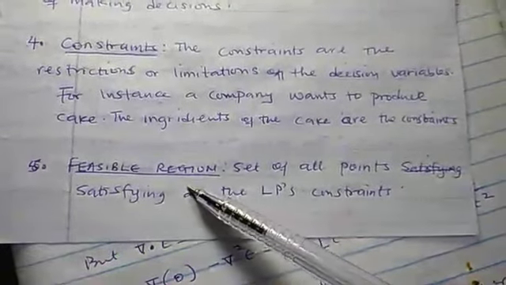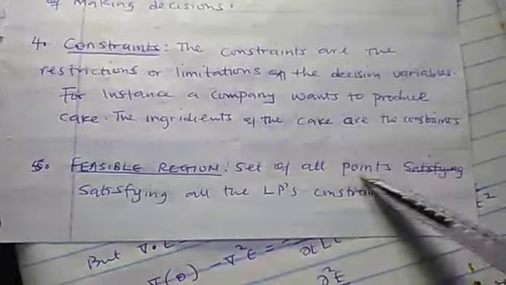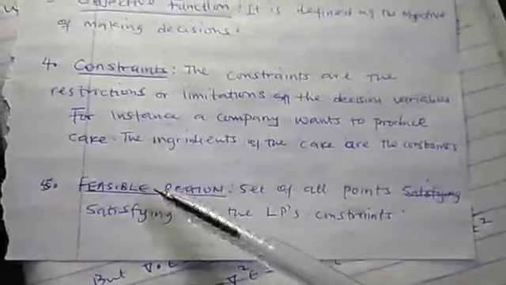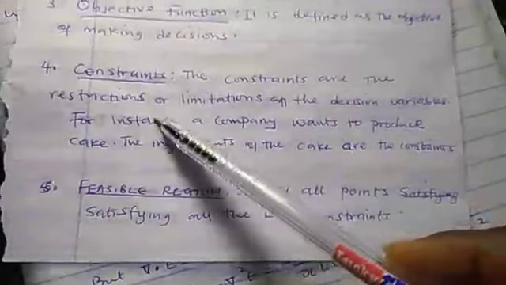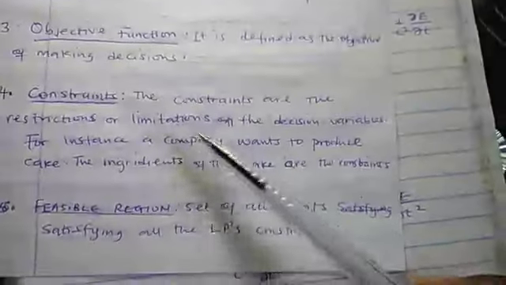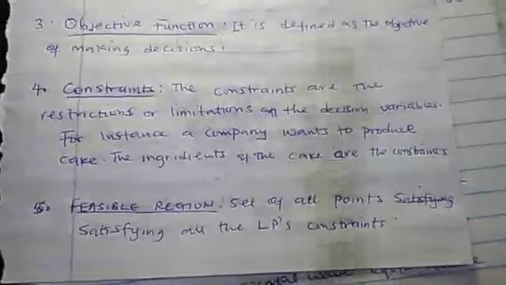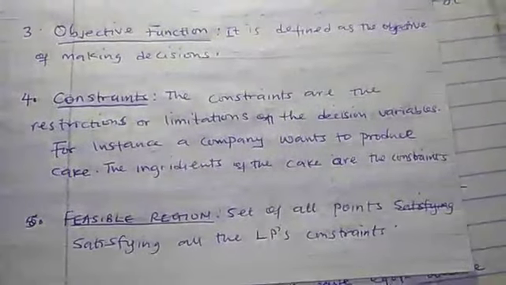Also, we have what we call the feasible region. The feasible region is the set of all points satisfying the linear programming constraints. So when we have formulated the constraints, the set of all points that satisfy those linear inequalities is what we call the feasible region. When we get to the linear programming problem, we will continue with that.